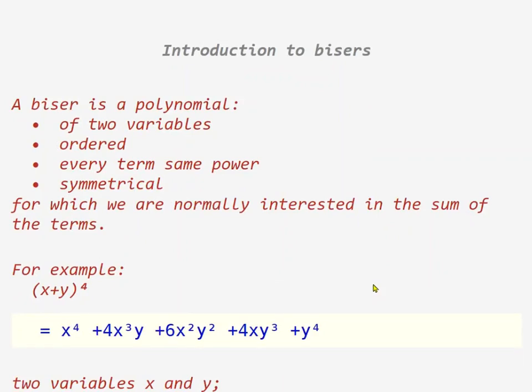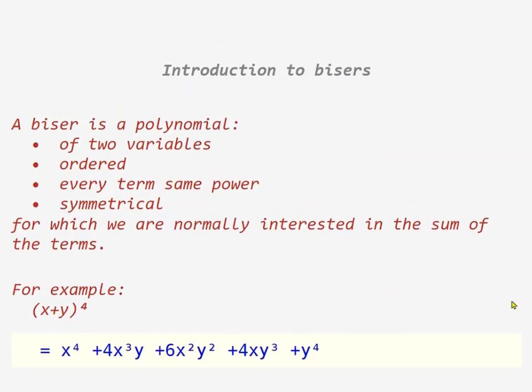So what is a Biser? A Biser is a polynomial of two variables. It's ordered, every term has the same power, and it's symmetrical. And normally we're interested in the sum of the terms. For example, x plus y to the power 4 is this.